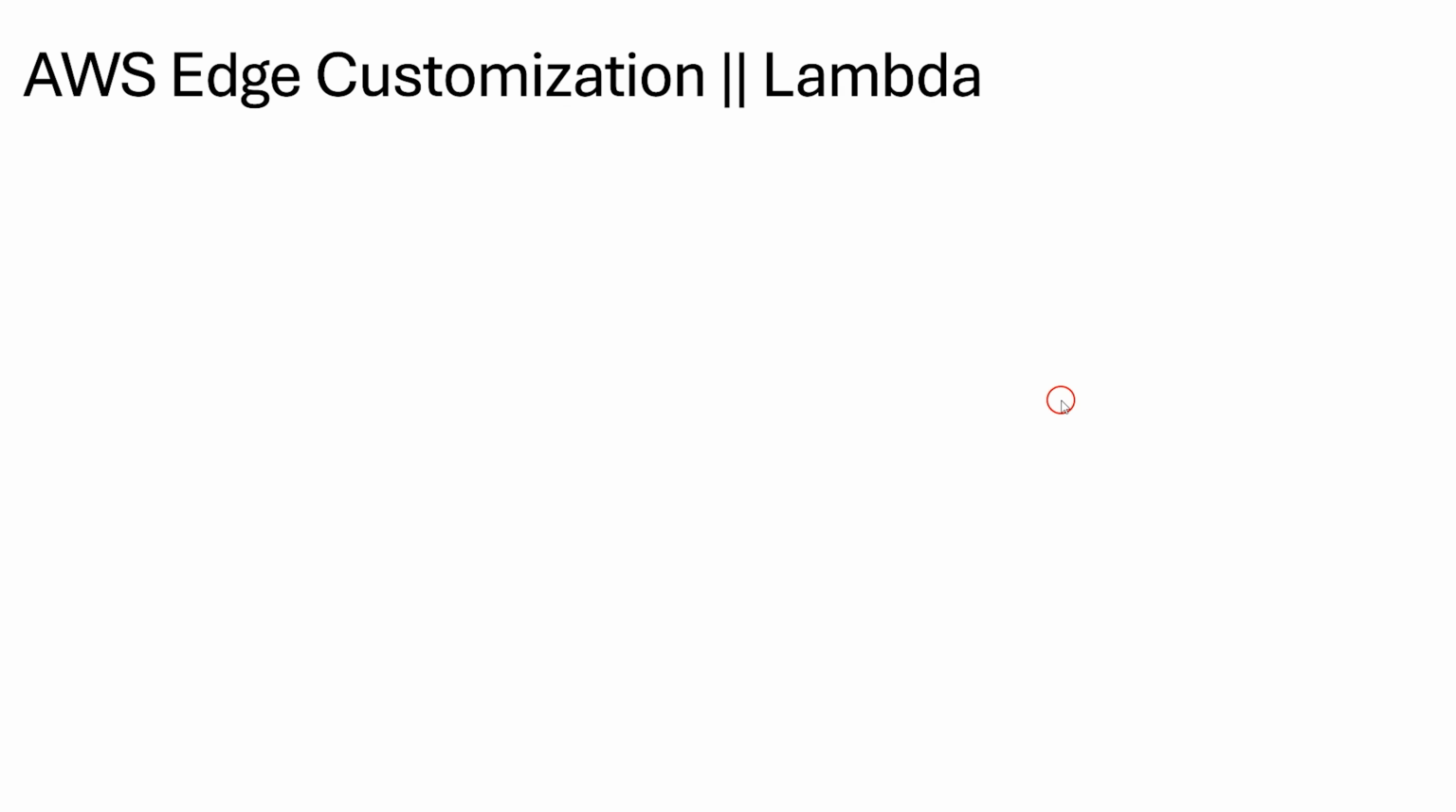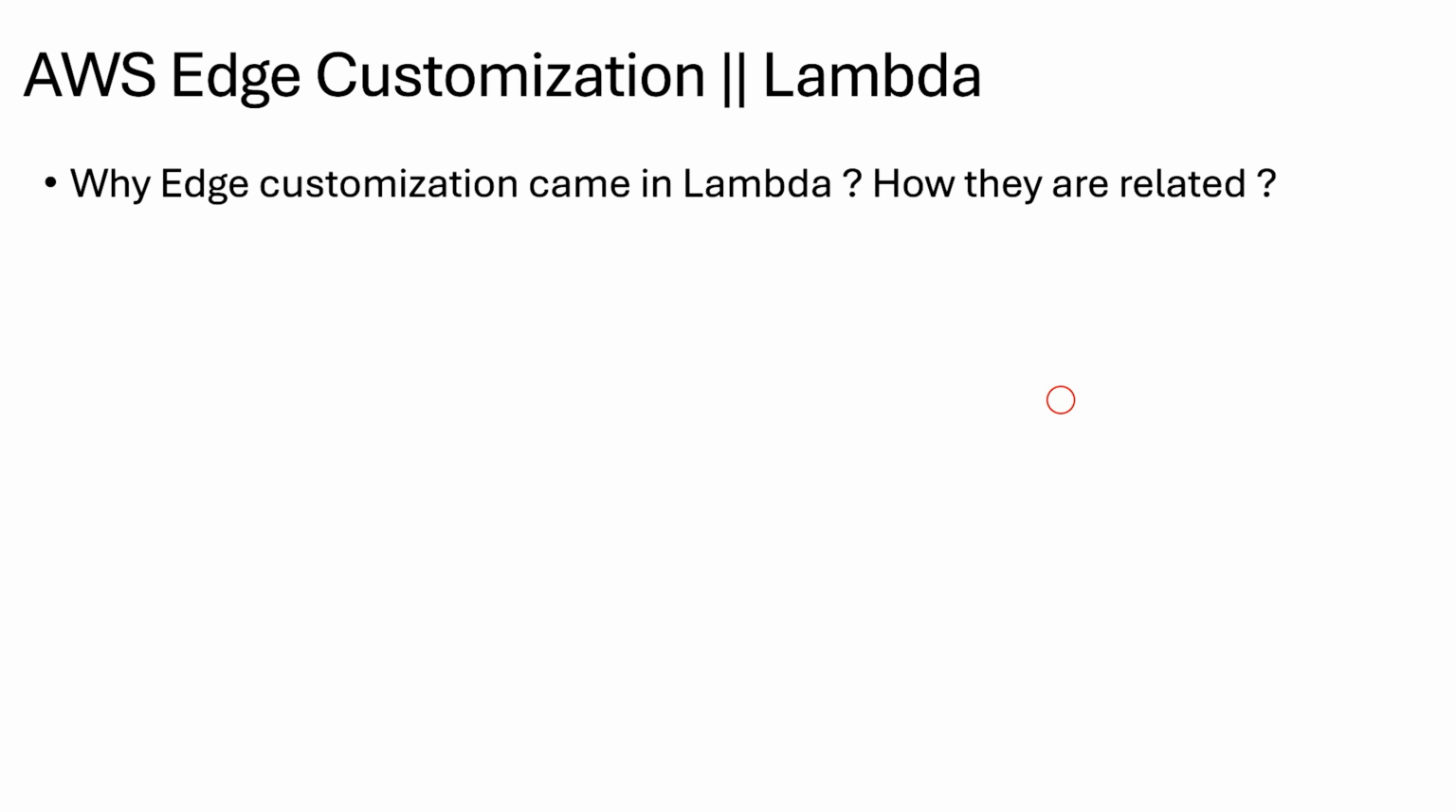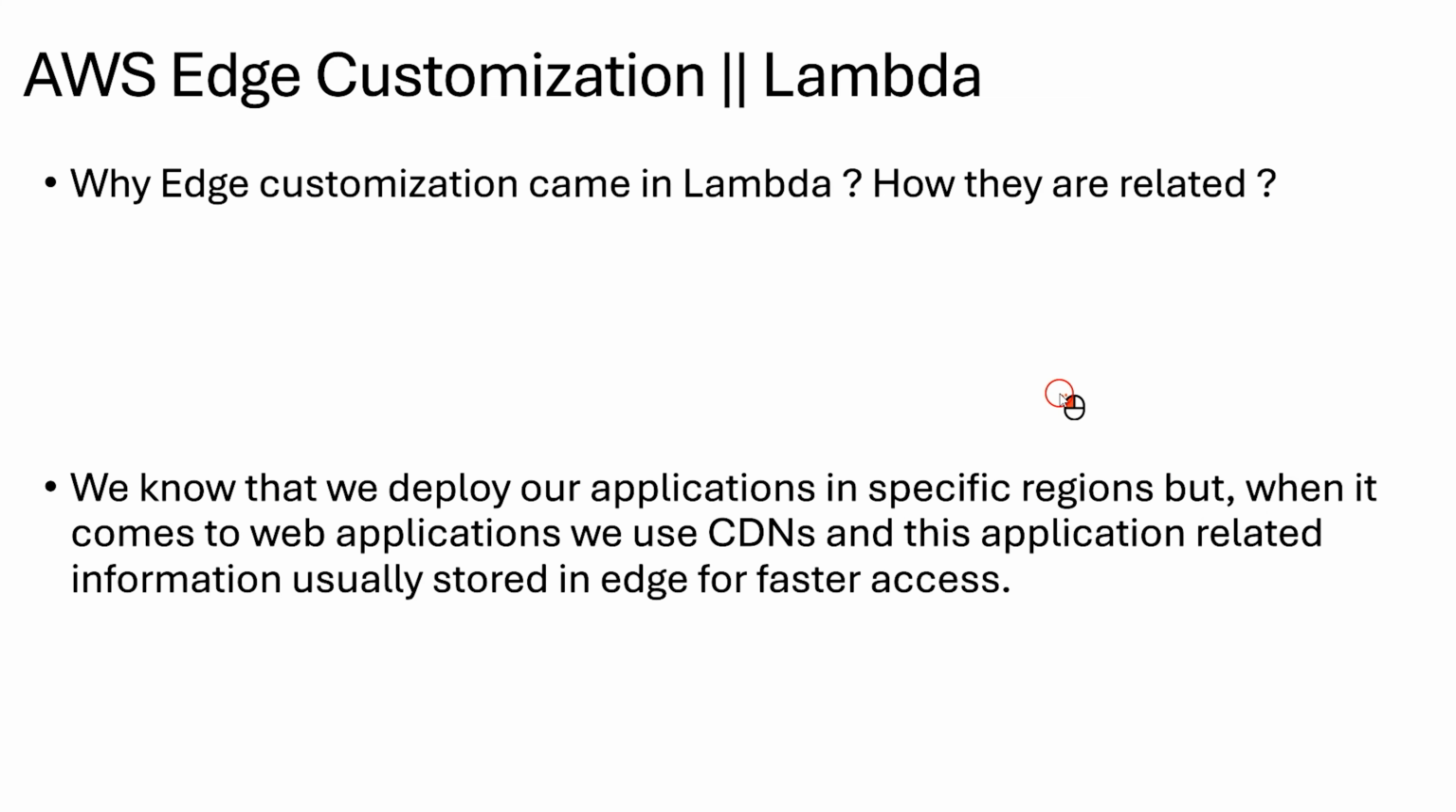Aditya here. Today we are going to continue our comprehensive AWS course. Previously we discussed AWS Lambda configurations like monitoring, tracing, and metrics. Now we are going to cover AWS Edge customization and how it relates to Lambda. Okay, now the first question arises: why did edge customization come into Lambda, and how are they related? Okay, we will discuss that.